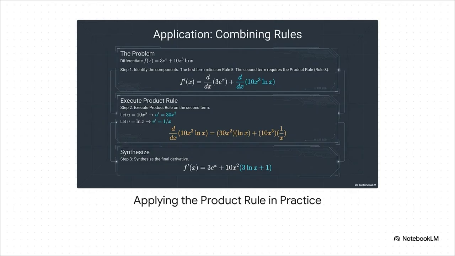Say we are combining rules to differentiate an equation with two terms. The second term is 10x cubed times the natural log of x. Because those two x variables are multiplying, we absolutely must use the product rule. We identify our u as 10x cubed and our v as natural log of x. We find their individual derivatives, and then we cross-multiply them according to our formula, adding them together. Finally, we just synthesize everything back into one clean final derivative equation. It is pure step-by-step logic.